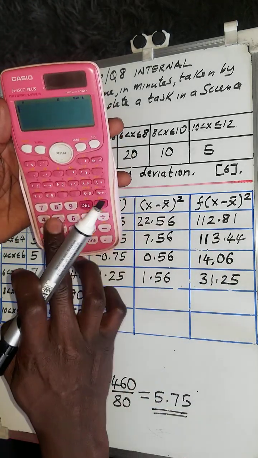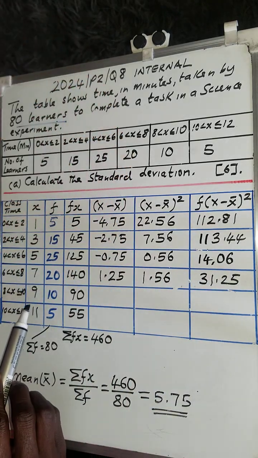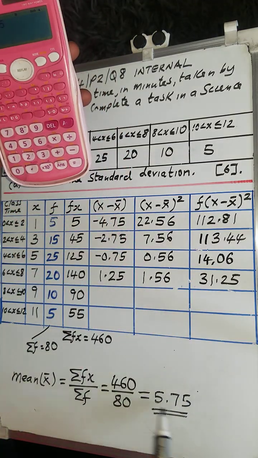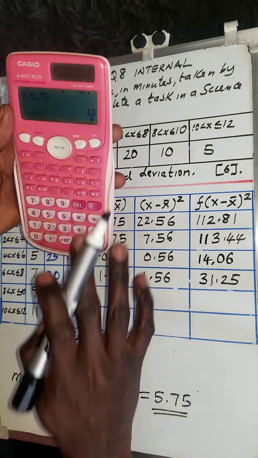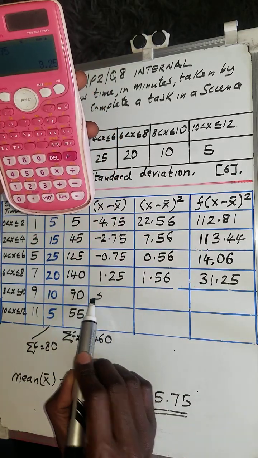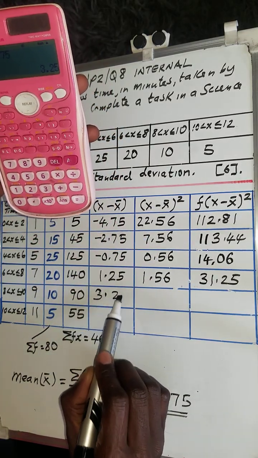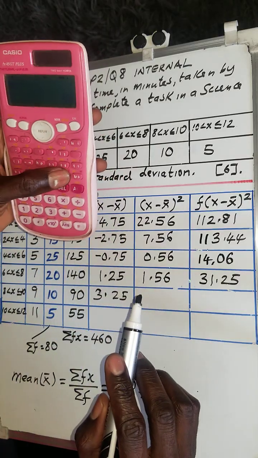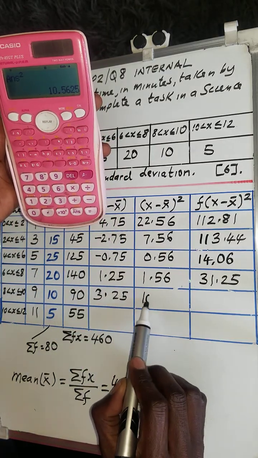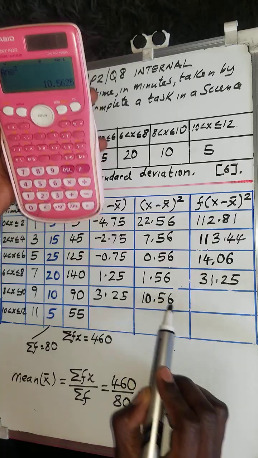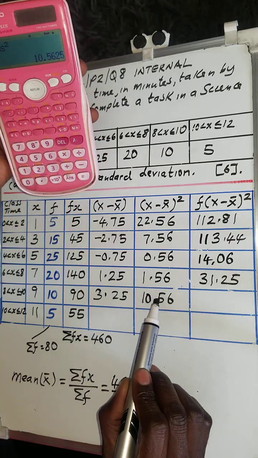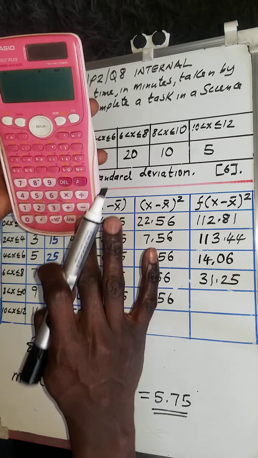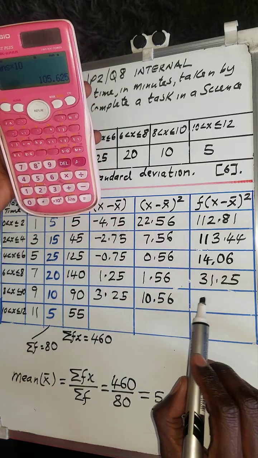I move on to that one. The value of x is 9. So that is 9 minus 5.75, which is the mean. I'm getting 3.25. This value, you raise it to a power, you square it, that will give me 10.56. This value that you have on your calculator, times the frequency, multiplied by 10, that is going to give me 105.63.